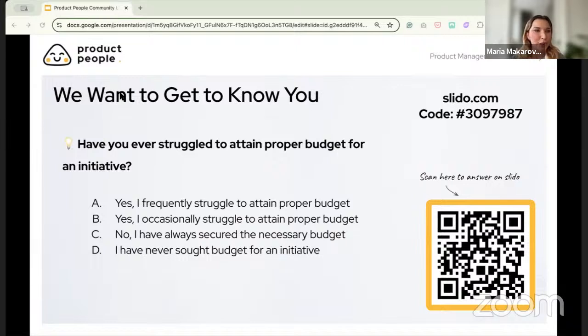split between options B and D. It's exactly 50%, which is very interesting. So the options are B, yes, I occasionally struggle to attain proper budget, and D, I've never sought budget for an initiative, which is, I think, pretty understandable given what we're going to talk about.